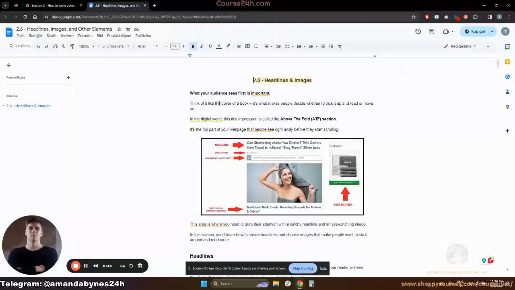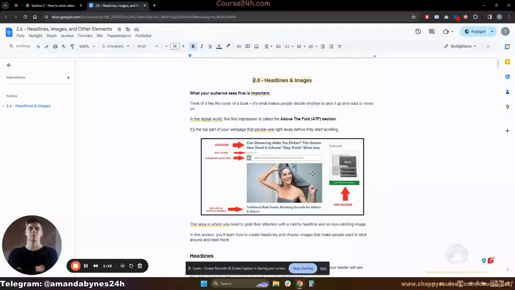So what your audience sees first is important. Think of it as the cover of a book. It's what makes people decide whether to pick it up and read or move on. In the digital world, the first impression, or the book cover, is called the above the fold section, which is basically the first thing you see once you open up an editorial.